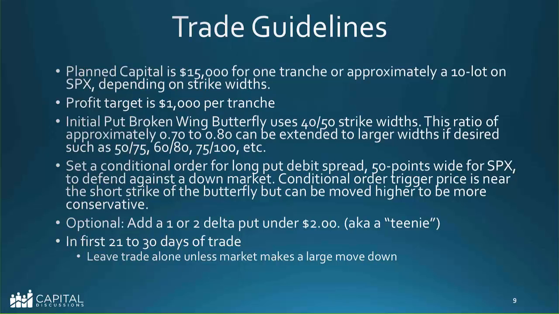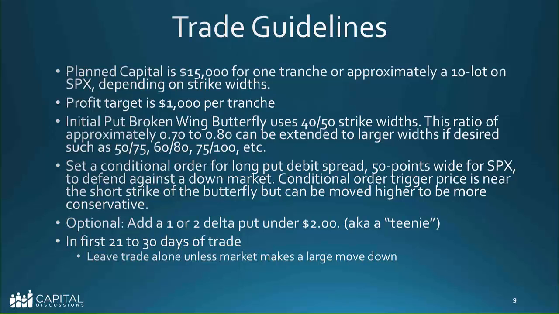As long as you have about that 0.7 to 0.8 ratio, that's going to give you the approximate shape that we're looking for. And then we'll show you in the example that if your ratio is off a little bit and that debit's too high, we'll show you how to fix that with the Reverse Harvey. Something else that's new from January is we're using conditional orders for that long put debit spread. That's a protective defensive measure on a market move down. Generally put it around the short strike, could be a little higher. And if you want to be more conservative, you can even increase that trigger point a little bit higher than that.